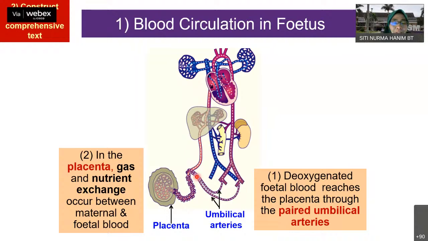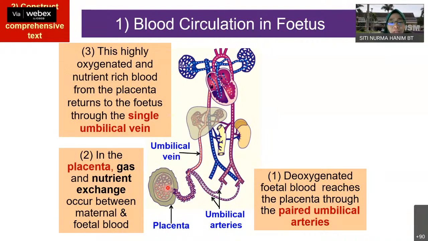Okay, so the next chunk of information: now the blood has already reached the placenta. What happens at the placenta is that the mother's blood gives oxygen to the baby's blood, and the baby gives carbon dioxide to the mother's blood. So there will be gas exchange here, and the baby's blood will also receive nutrients. That's what happens next.